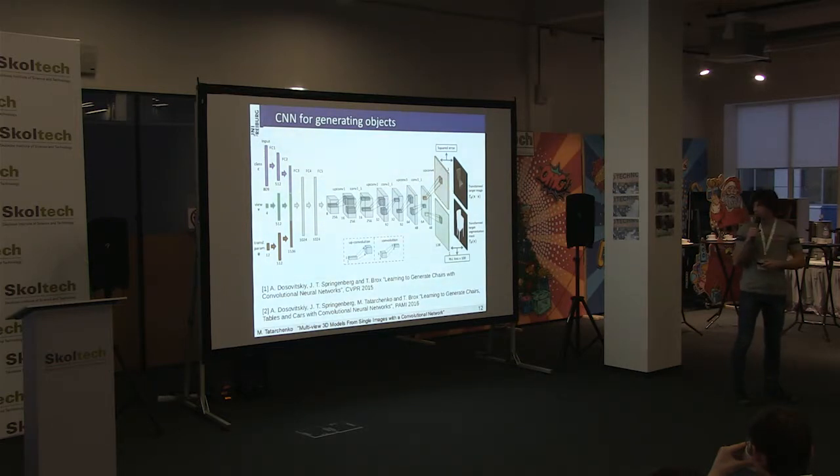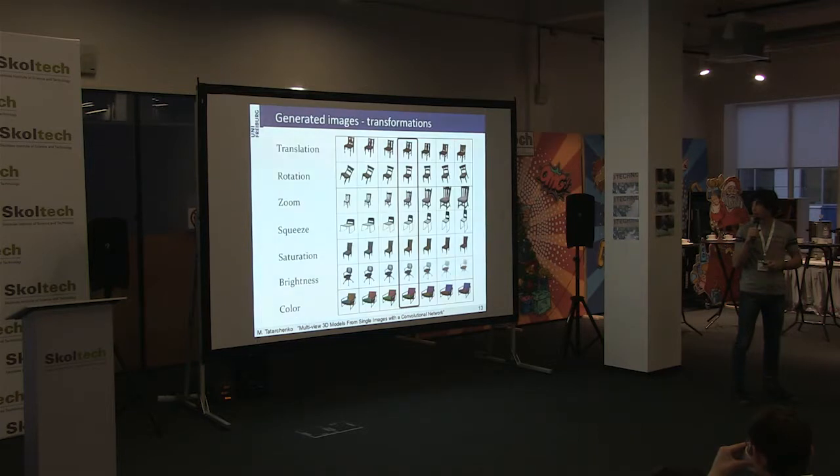And as I said, this work was originally done by Alexey Dosovitskiy, Tobias Springenberg, and Thomas Brox, published at CVPR in 2015. There was an extension as a journal version this year. We can have a look at the generations of such a network. So the middle column is a bunch of chairs from the data set that this network generates.